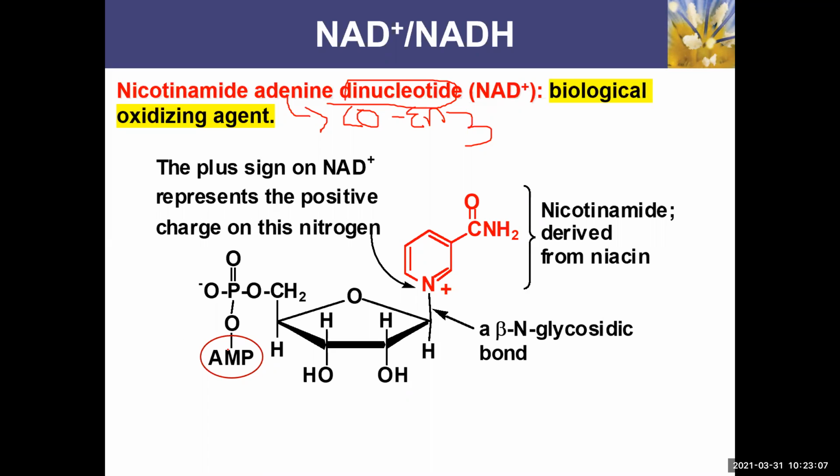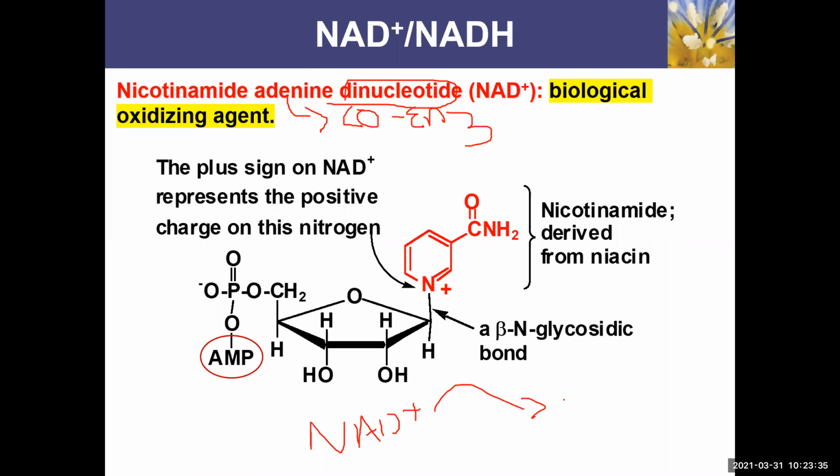But it is made up of two nucleotides. Now, what is the function of the NAD? The function of the NAD is that it simply accepts the two electrons. So once it accepts the two electrons, it was NAD positive, right?